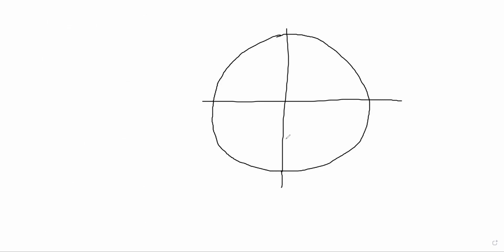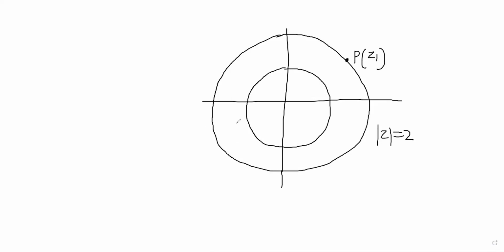We know that the point P lies on this circle, and there is a circle of radius 1 also. So let's say point P, which is Z1, lies here. This is a circle of radius 2, and this is a circle of radius 1.